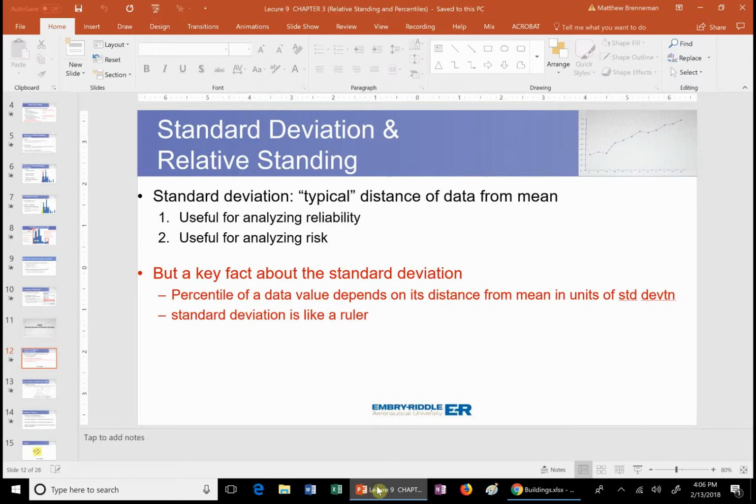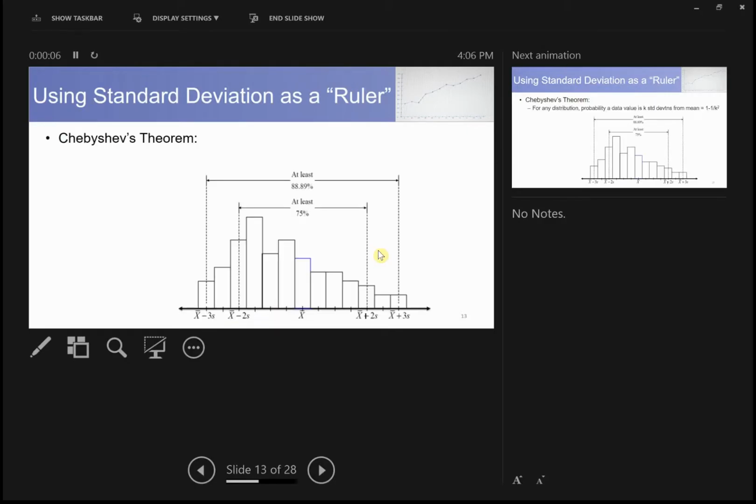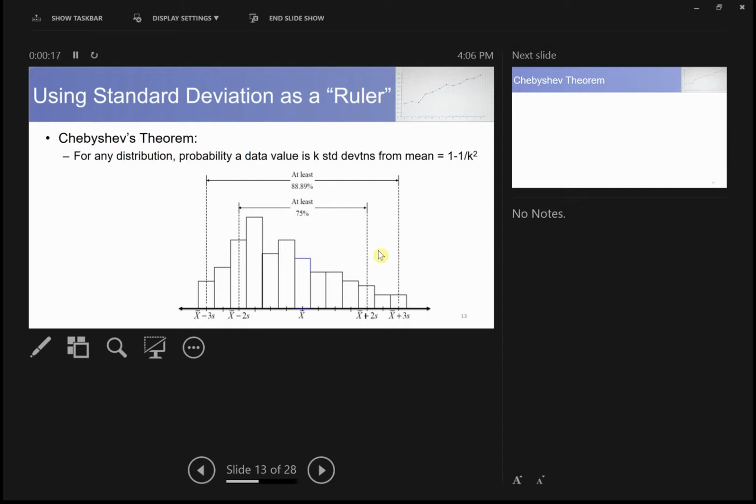The first result we're going to look at is called Chebyshev's Theorem. He came up with a beautiful theorem. What he said was, if you have any random variable and you look at its distribution, we can say that the probability that any data value is k standard deviations from the mean is 1 minus 1 over k squared. So here's the mean, and this data value is just 2 standard deviations from the mean. So the probability that you're within 2 standard deviations from the mean is 75%.